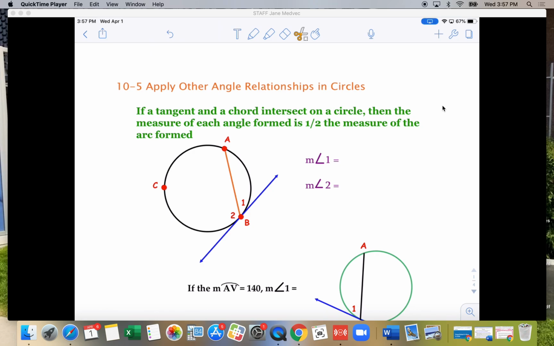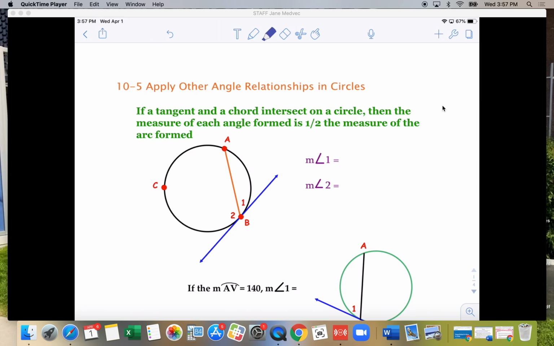Right, today what we're going to do is chapter 10, section 5. We're going to apply other angle relationships in circles. If you take a look right away at the top, it says if a tangent and a chord intersect on a line in a circle, then the measure of each angle formed is half the measure of the arc formed. Well, what does that mean? Let's take apart that a little bit more.